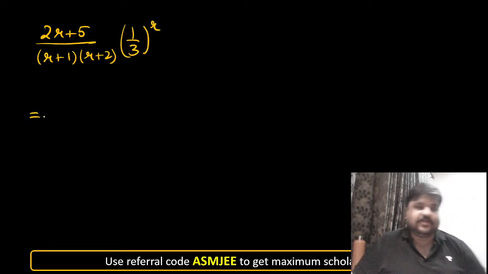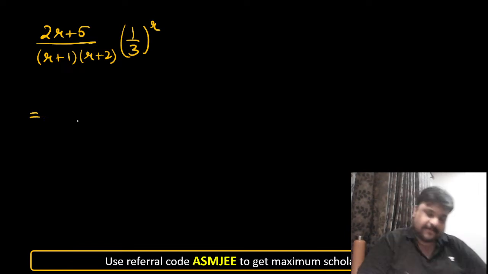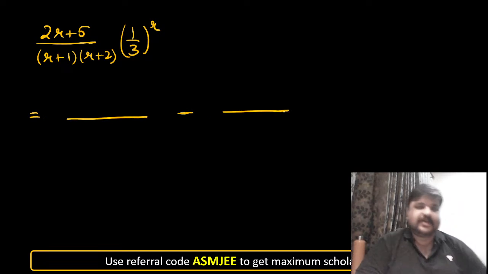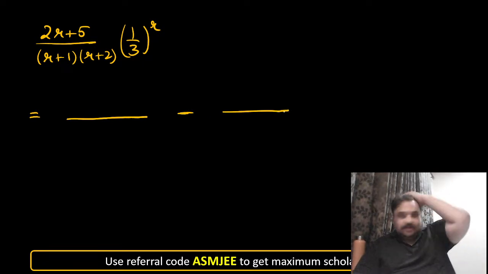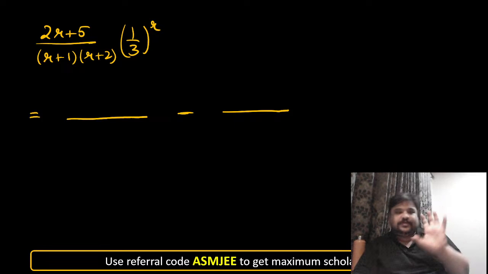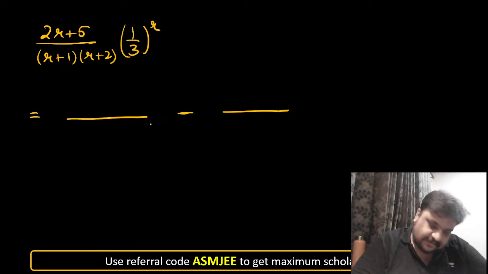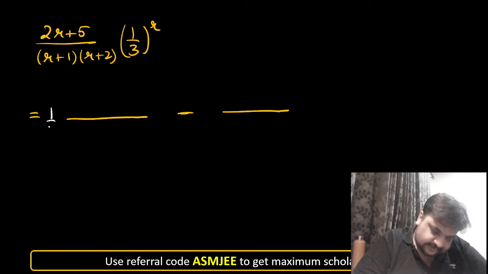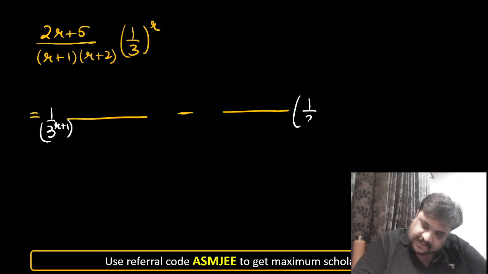Now let's start with common sense. Okay, we must have two terms. There should be a minus in between. Now both the terms should have 1 by 3 raised to r. So I'll keep 1 by 3 raised to r plus 1 here and 1 by 3 raised to r here.